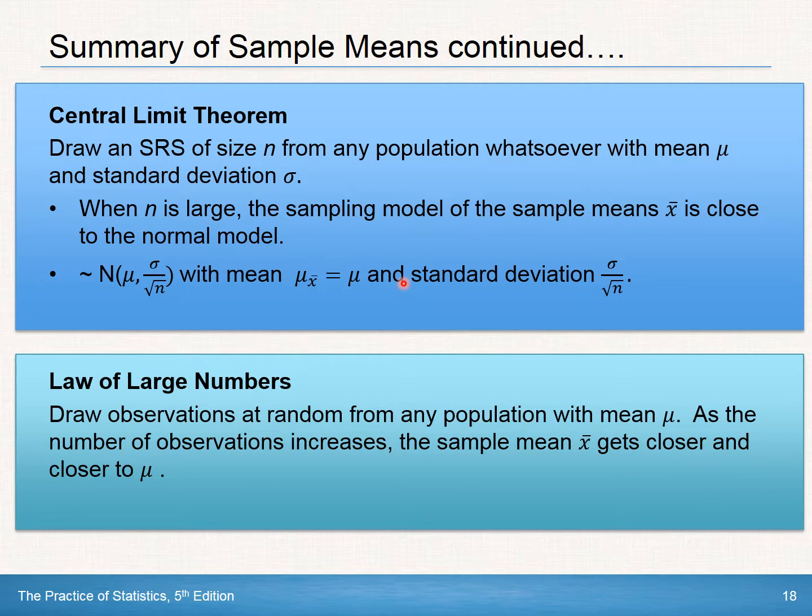What does the law of large numbers tell us? Basically, the central limit theorem is based on the law of large numbers. The law of large numbers tells us that as we draw observations at random from any population with mean mu, as the number of observations increases, the sample mean x bar gets closer and closer to mu. Think about how we talked about the law of large numbers with the coin flipping. If you flip a coin 5 times, is the probability of heads and tails necessarily 50-50?